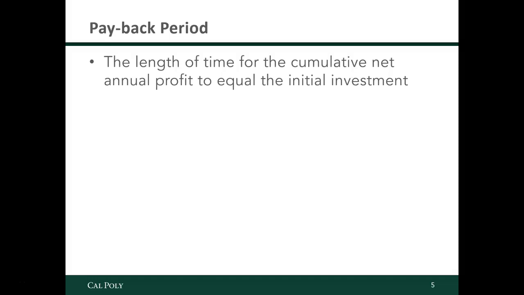So if you know how to do break-even analysis, you'll be fine with payback period if you just remember you're solving for time and you have an interest rate of 0. Here's the definition: the length of time for the cumulative net annual profit to equal the initial investment. That's a fancy way of restricting it to the case where we're looking for the time for the net present value of the profit to equal its initial investment, or for the option to pay for itself. So it doesn't consider the interest rate, or it assumes the interest rate is 0, is another way of thinking about it.